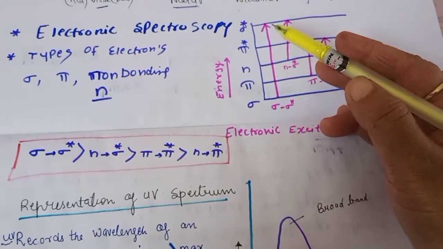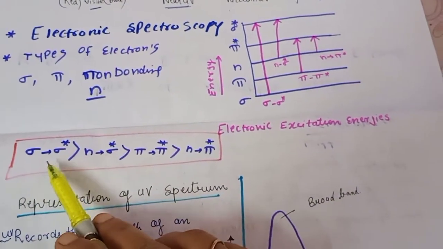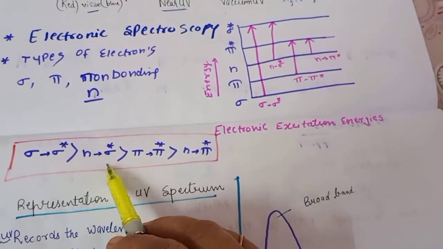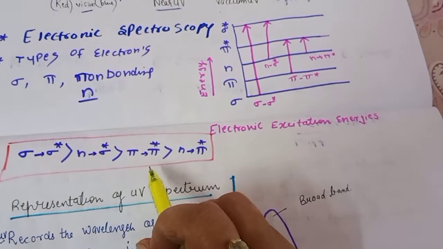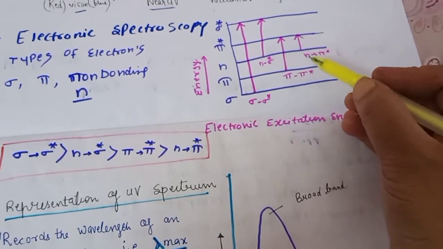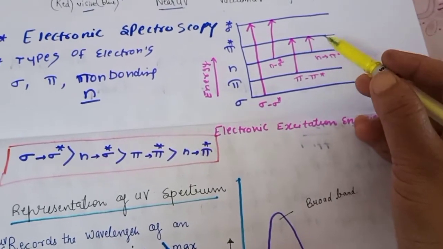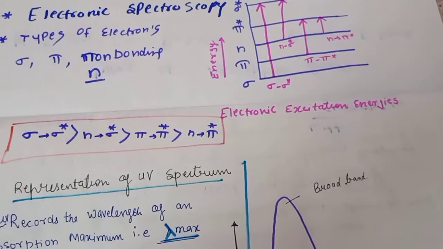Sigma to sigma star. So here I have written it. Maximum energy is needed by the sigma to sigma star transition, then the n to sigma star transition, then from pi to pi star, and the least energy is required for the n to pi star. So these are the different types of electronic transitions.